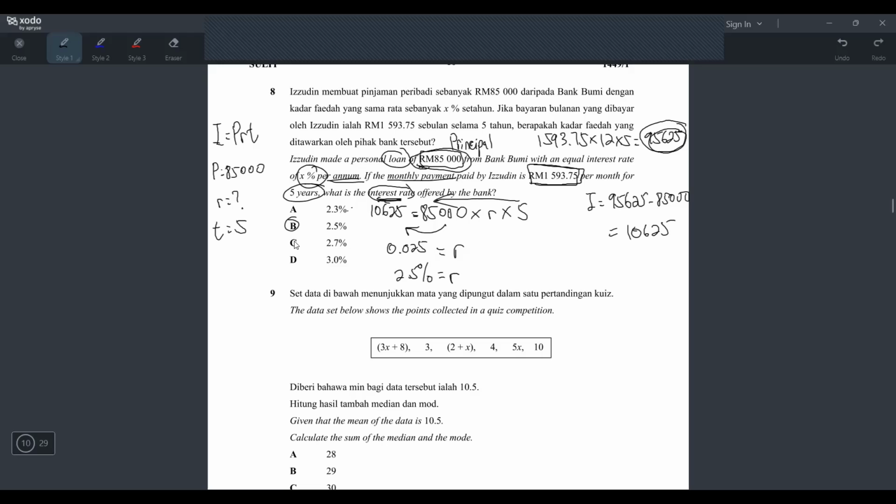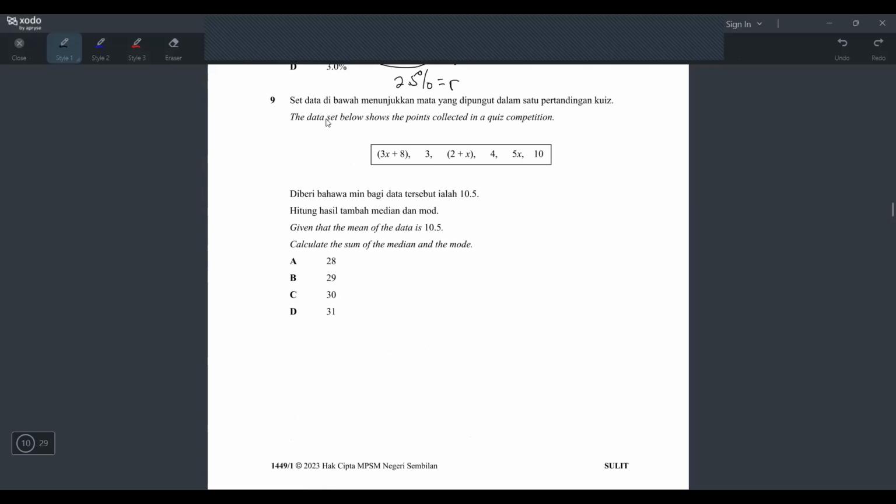Okay. Remember, when you want to convert decimal to percentage, you will times 100. But when you convert percentage to decimal, you divide 100. That's what it means. It means 2.5% is 2.5 divide 100, which is 0.025. Okay. So that's how you do it.